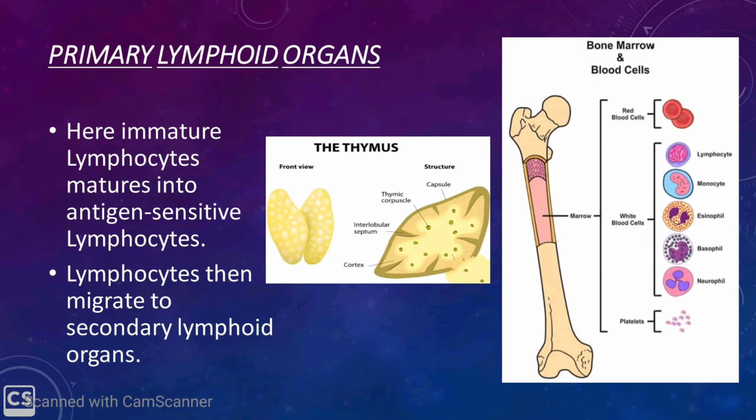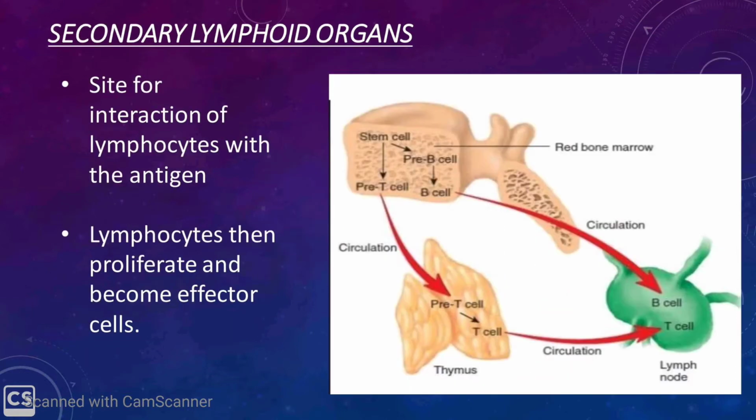You should also remember that bone marrow is the site for synthesis of all other cells also, like red blood cells, white blood cells including lymphocytes, and platelets. Secondary lymphoid organs are the site of interaction of lymphocytes with the antigen. Lymphocytes then proliferate and become effector cells.